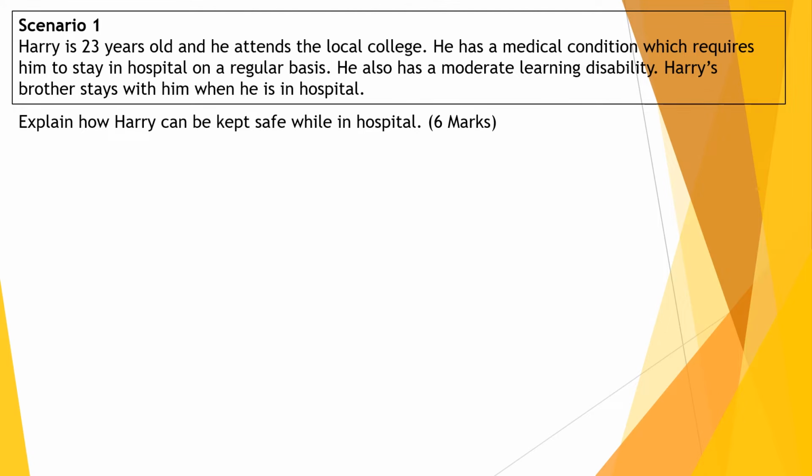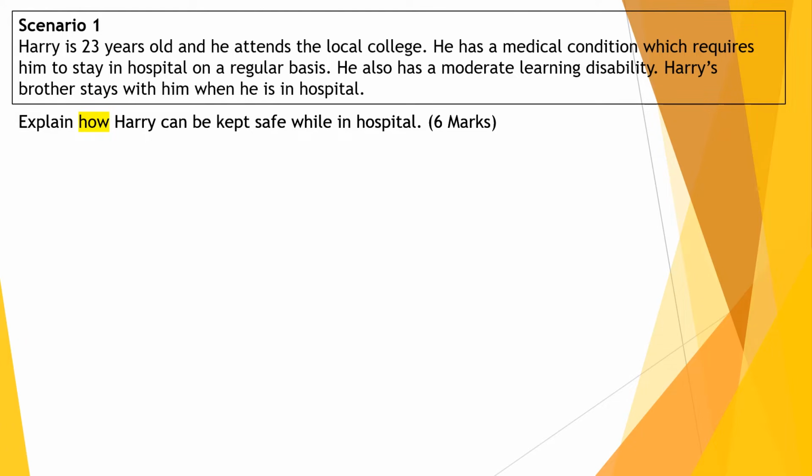So if we look at this question here, it's talking about Harry. He's 23. He works and goes to a local college. He has a medical condition. He spends time in hospital. He has a learning difficulty. This is not an official exam question, but it kind of gives us what we're looking at here. And what I want to flag up is the question says, explain how Harry can be kept safe while in hospital. Now, the key word that you always want to take a look at here is the second word of the question. In this case, how.